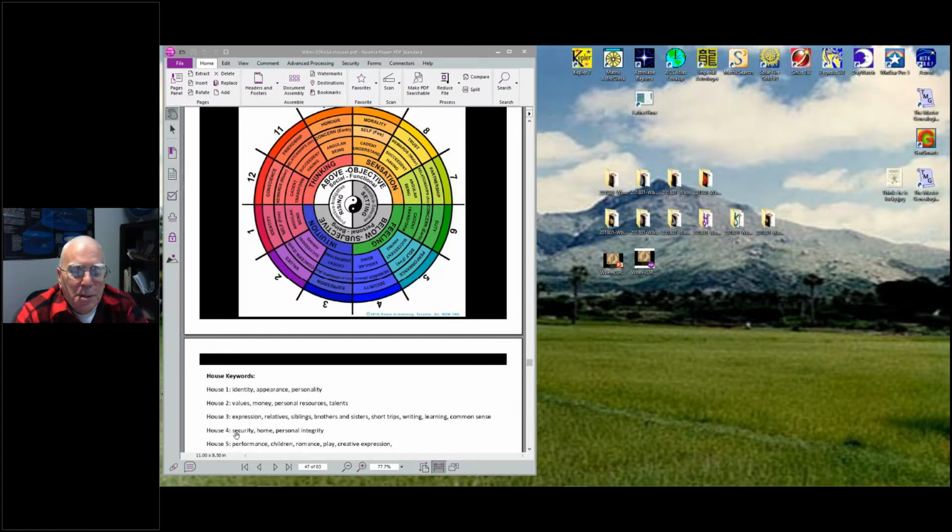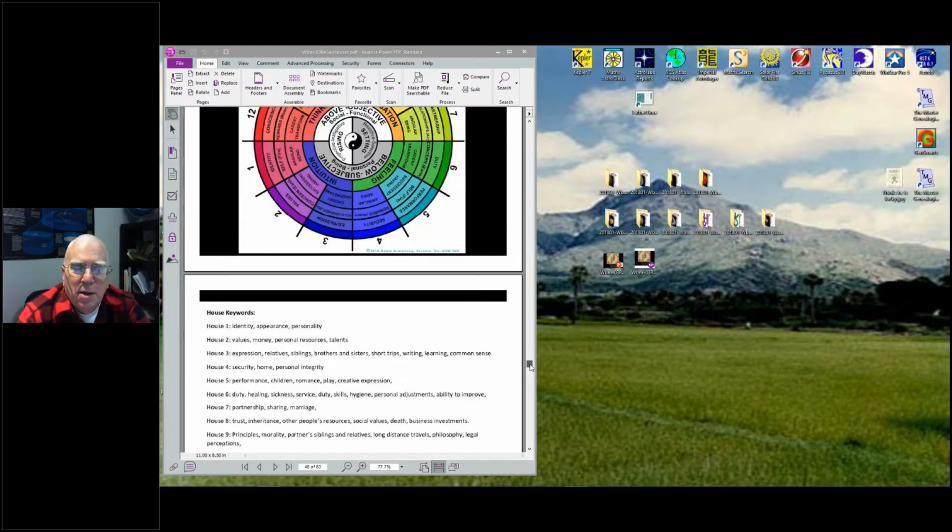Security, home, personal integrity is going to relate to the fourth house. The performance, children, romance, play, creative expression, that's going to be your fifth house, performance. Personal performance, not social performance. So getting used to all of these, being able to run into them all, seeing how each planet has effect in each of these areas is what this class is about.